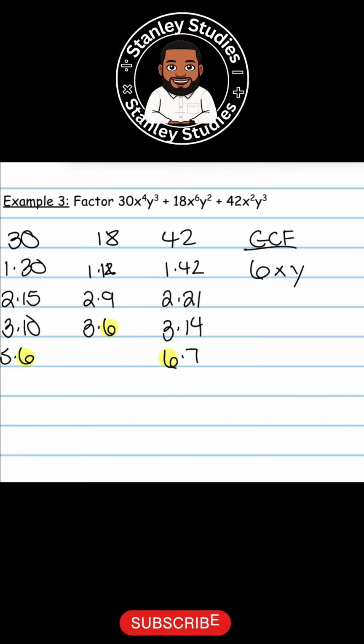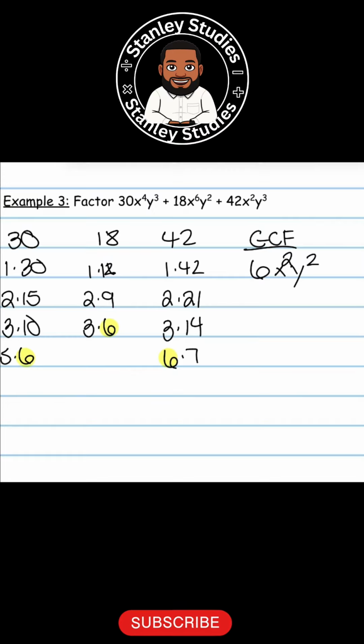Now once I do that, look at my x's to see which one has the smallest exponent. The smallest exponent for x is 2. So I'm going to put a 2 with the x. And then I look at my y's. The smallest exponent is also 2. So my GCF will be 6x squared y squared.